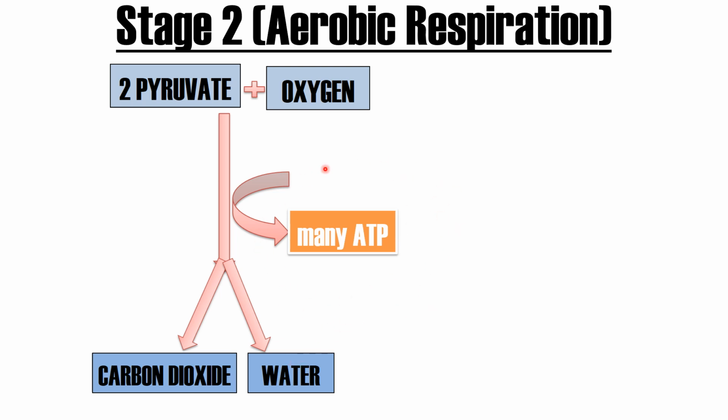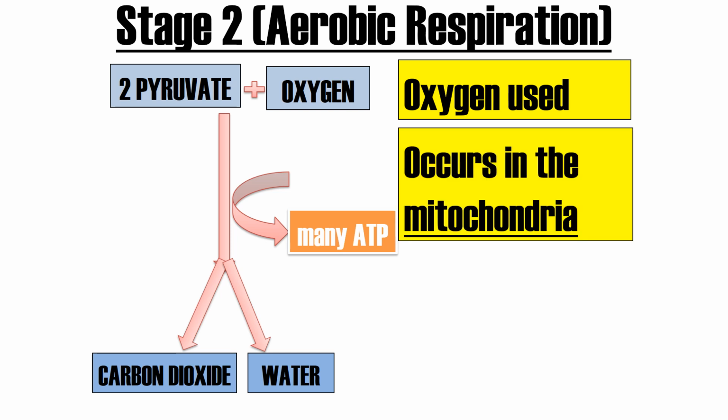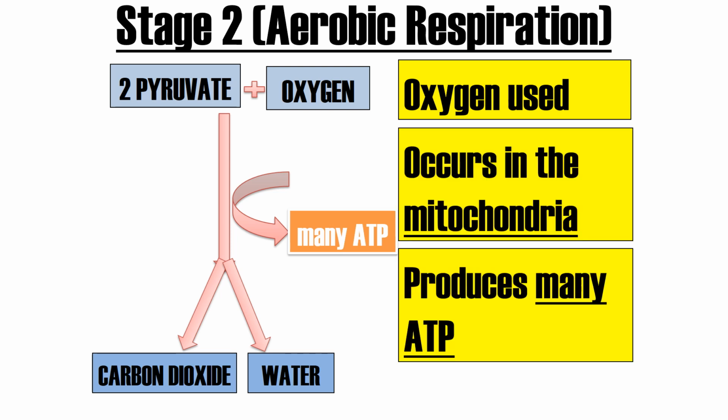So you only get the 2 ATP produced in the cytoplasm when you don't have oxygen. When you have got oxygen and it's combining with pyruvate, you're getting many ATP made. So this stage, oxygen is used, you're in the mitochondria, and it produces many ATP. Okay.